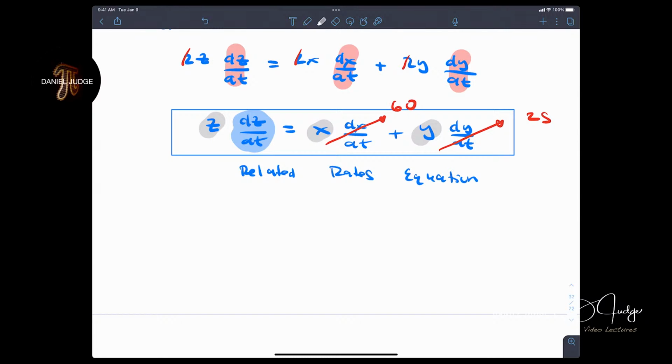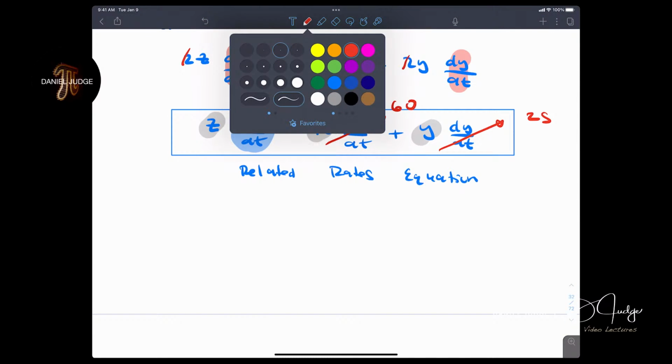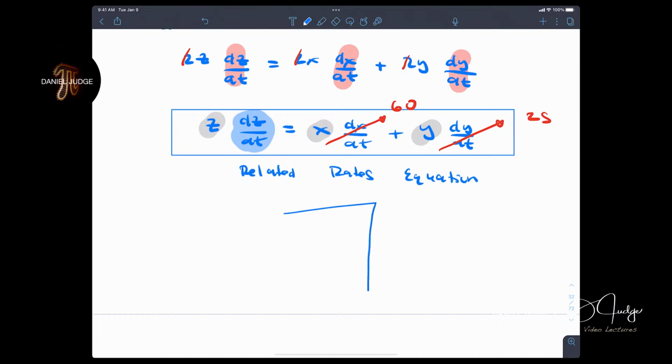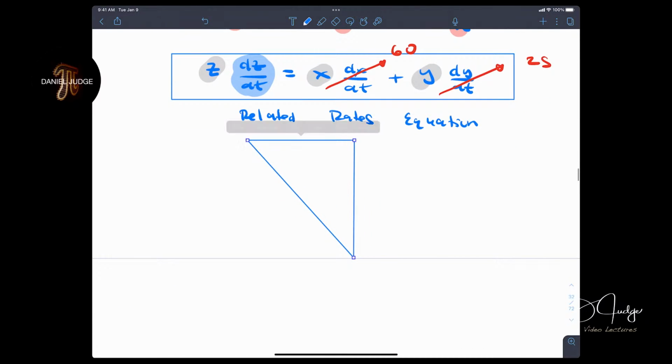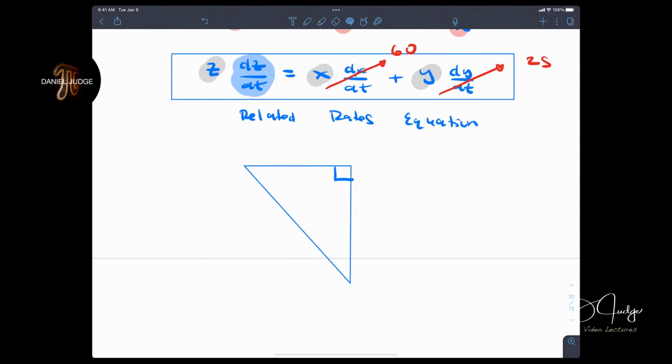Now these variables, z, x, and y, apply really to the right triangle. See if I can draw one. There we go. They apply to this right triangle 2 hours later. And they're not rates, they're distances. z, x, and y represent a distance. Let's see if that's a right triangle. Okay. So the question is, what is x, y, and z?